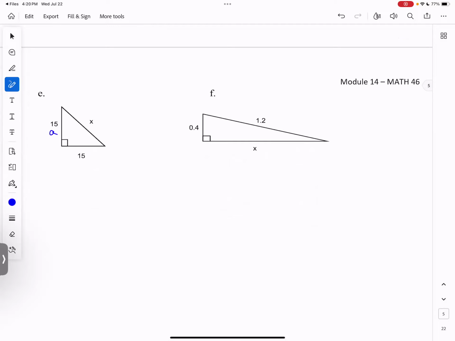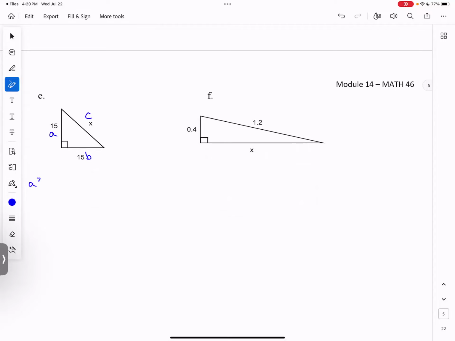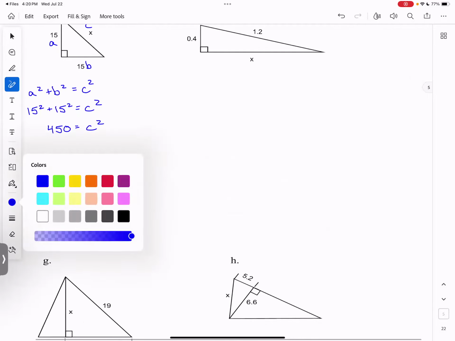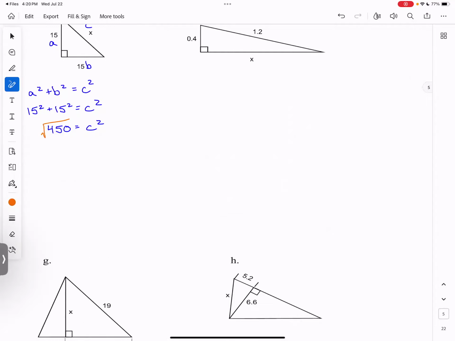So ABC, a squared plus b squared equals c squared. So 15 squared plus another 15 squared equals c squared. Oh, there should be a squared on that c. So calculate that out, and we get 450. Okay, and then let's square root both sides, which gives us c equals 21.2.